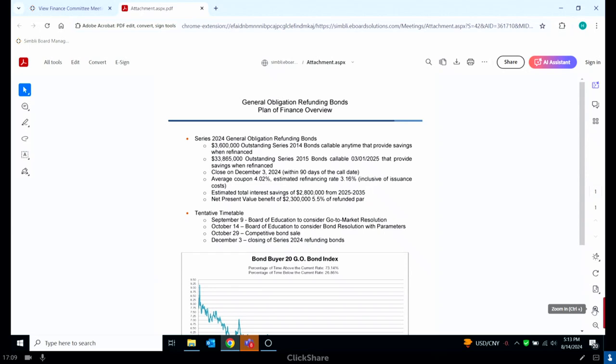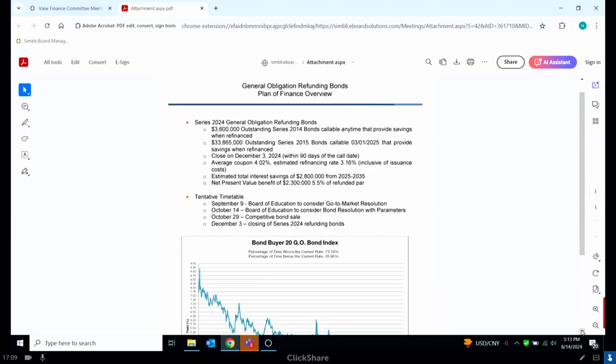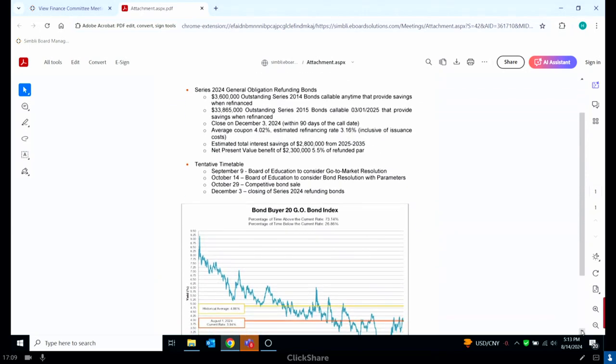I did want to make two other points. One is that any savings that we receive, their Fund 3, can't be used for operations. They can only be used within the debt service fund. And the other point I wanted to make is, interest rates do move. This plan does keep you flexible.